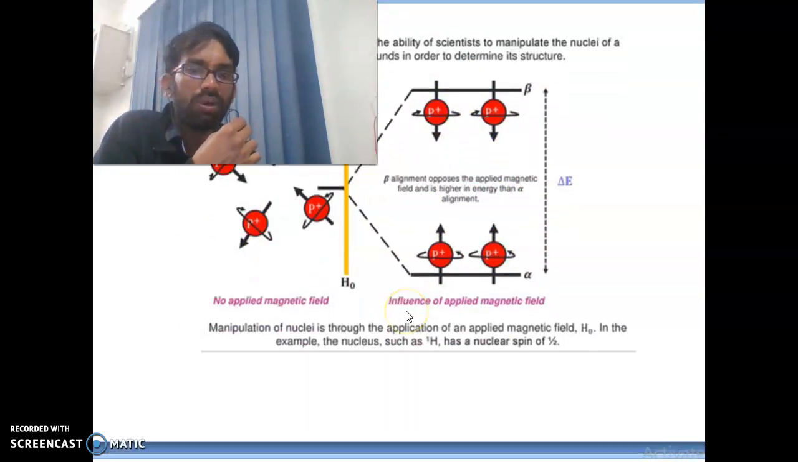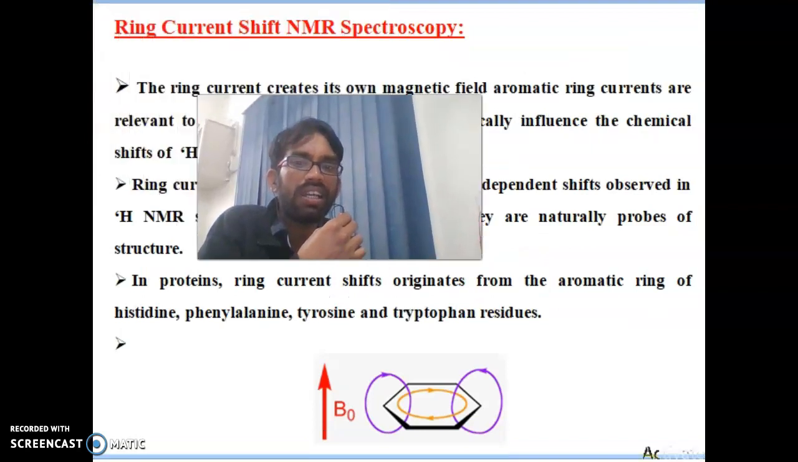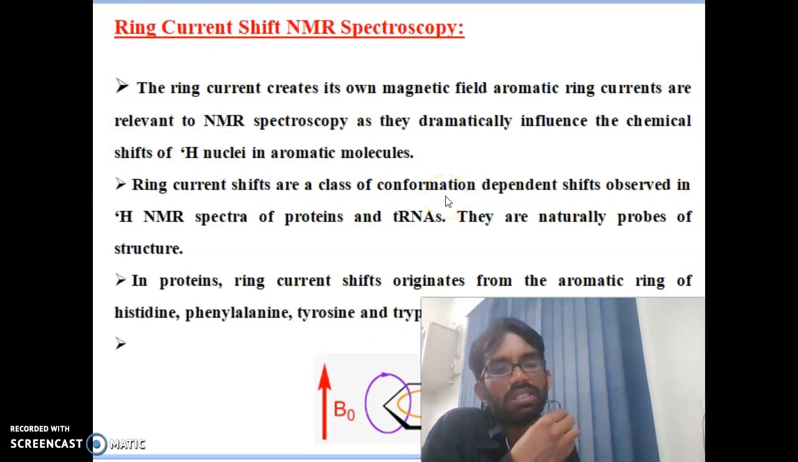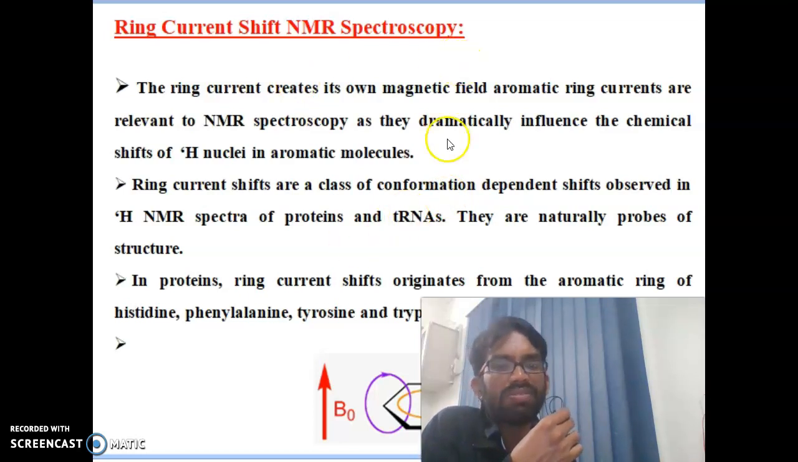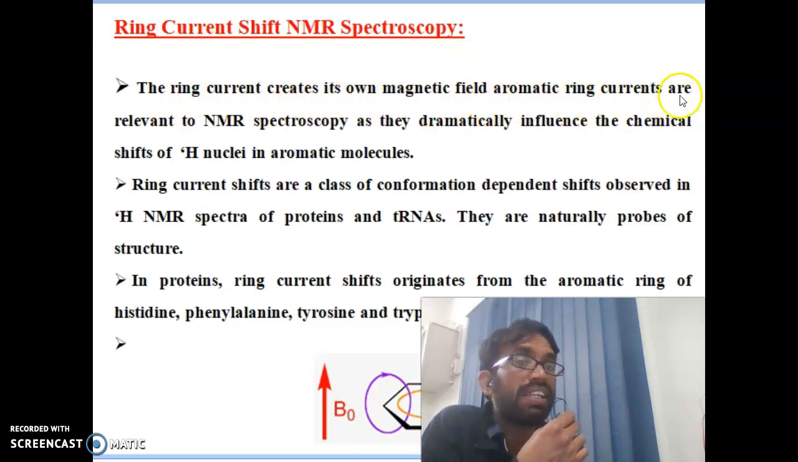Then we can talk about ring current shift in NMR spectroscopy. This is very important, especially in NMR spectroscopy for biomolecules. This is a very nice topic. The ring current creates its own magnetic field. Aromatic ring currents are relevant to NMR spectroscopy as they dramatically influence the chemical shift of proton nuclei in aromatic molecules. Ring current shifts are a class of conformation dependent shifts observed in proton NMR spectra of proteins and tRNAs. They are natural probes of structure.